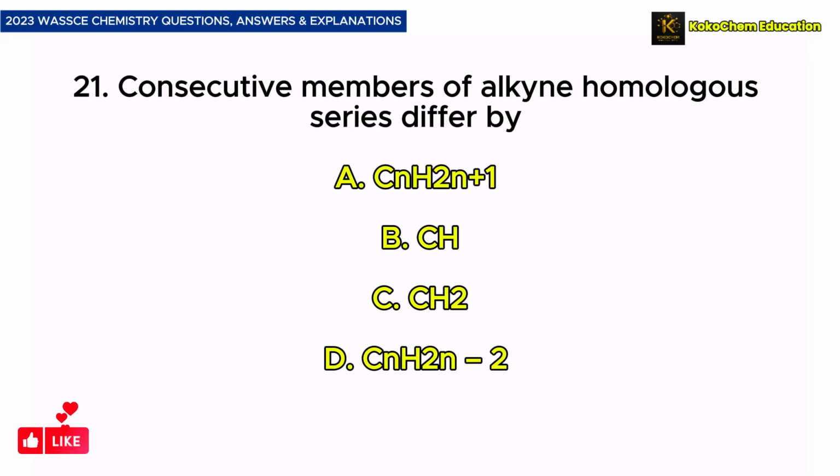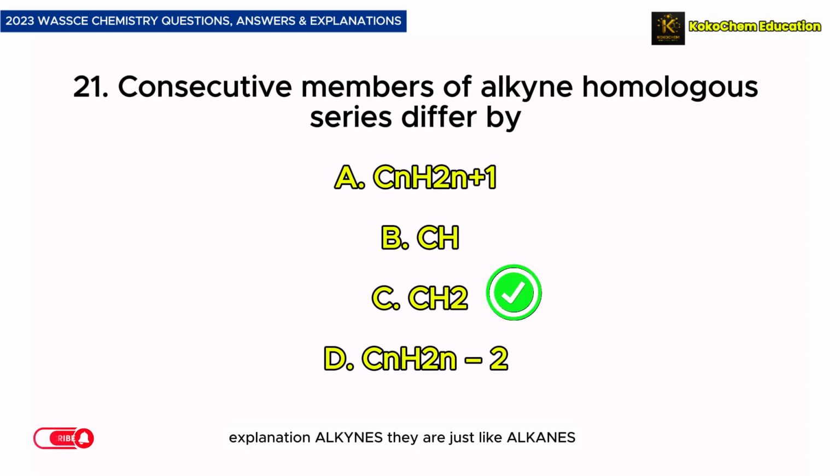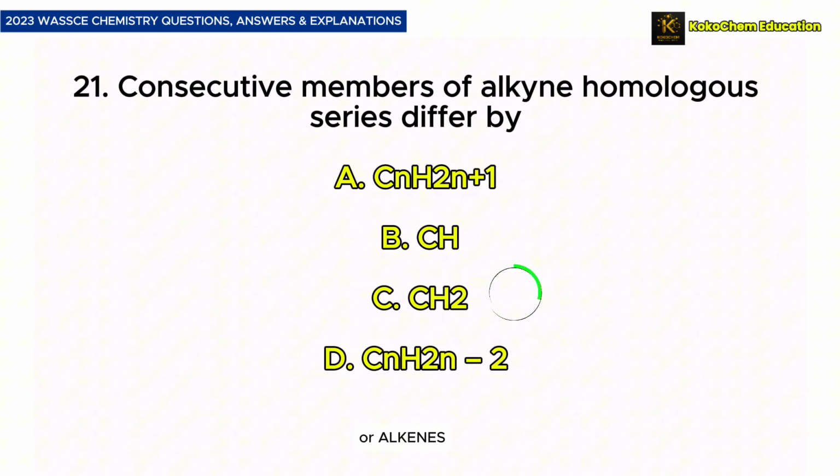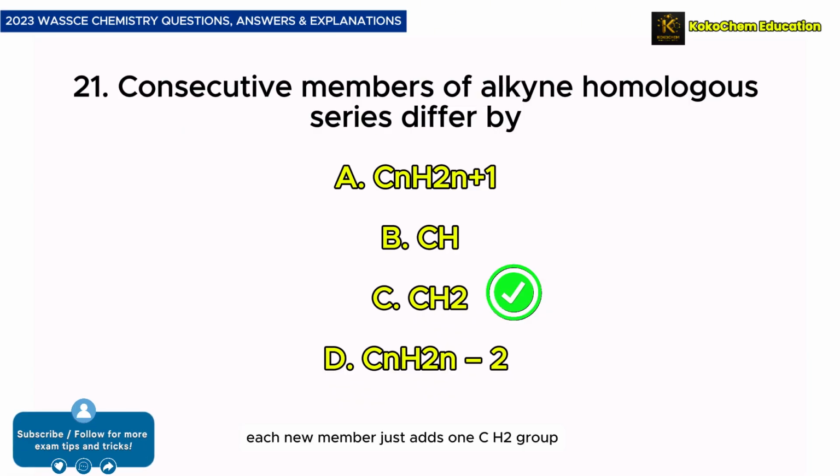The correct answer is C. CH2. Explanation. Alkynes, they are just like alkanes or alkenes. They belong to a homologous series. Each new member just adds one CH2 group.